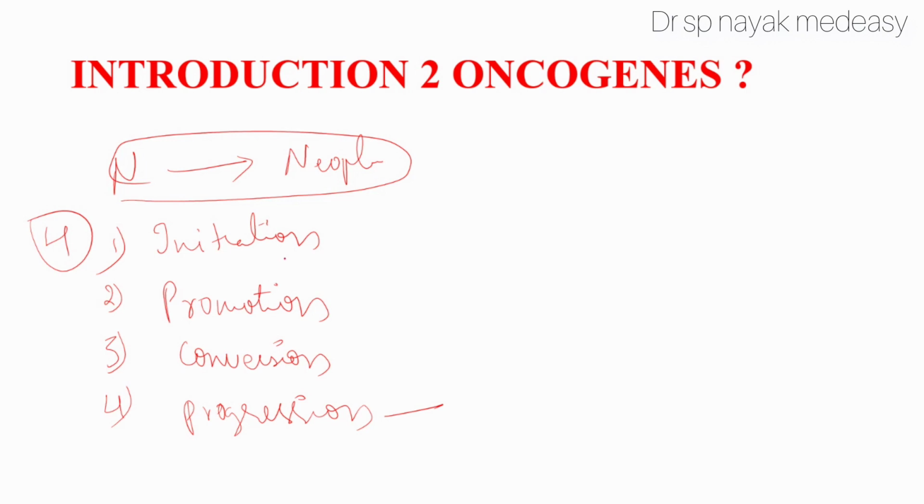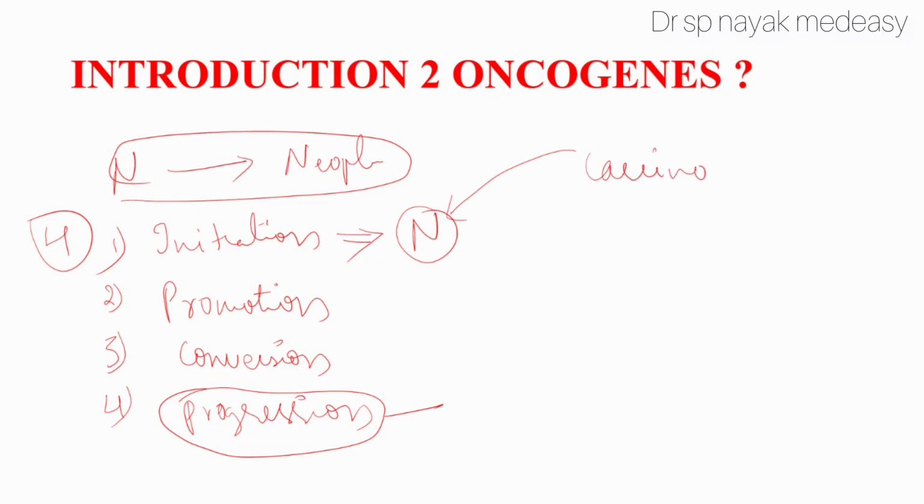In movies you might have seen, a patient is having lung cancer, and the lung cancer is in the last stage, the fourth stage, that is the progression phase. Why the progression phase is very dangerous, I'll tell you. We have four phases, as I told you. In carcinogenesis, the first phase is the initiation phase. In the initiation phase, what happens? Simple. The normal cell will be exposed to a carcinogen. Exposure of a carcinogen on the normal cell is the initiation phase.